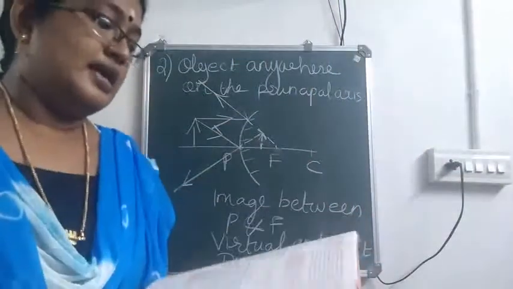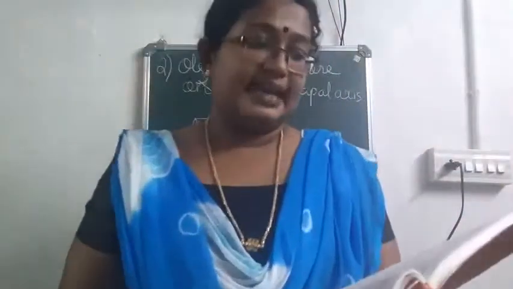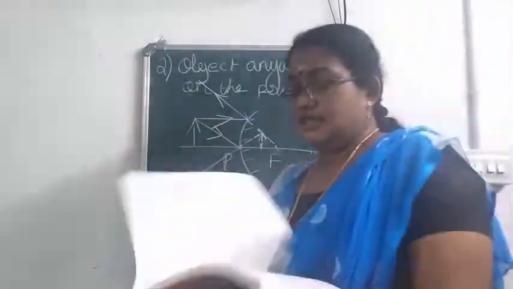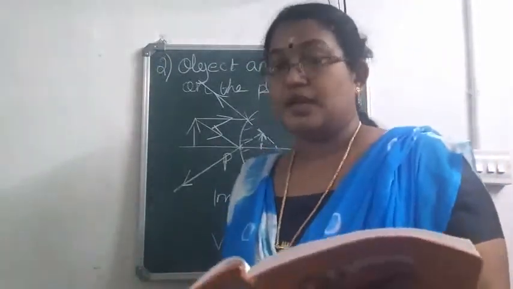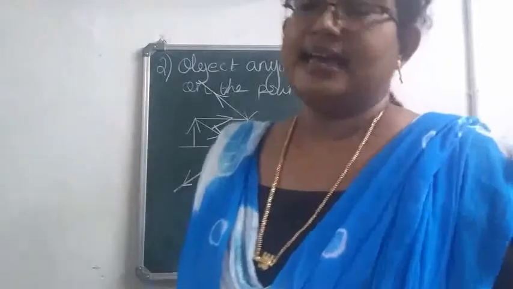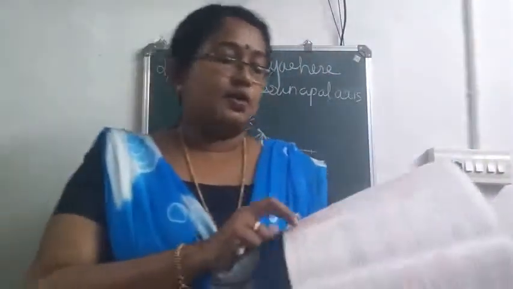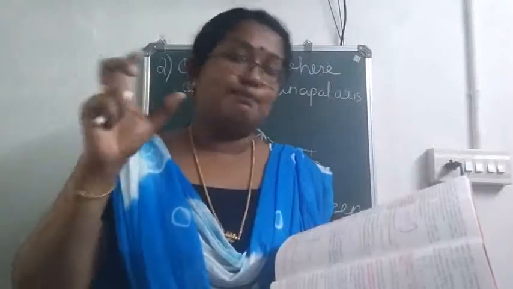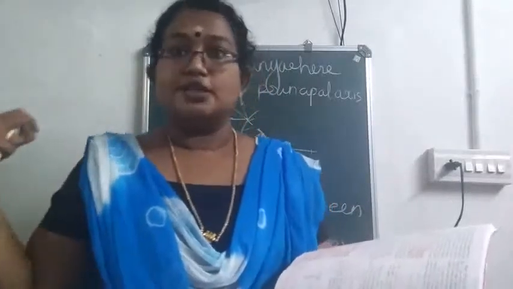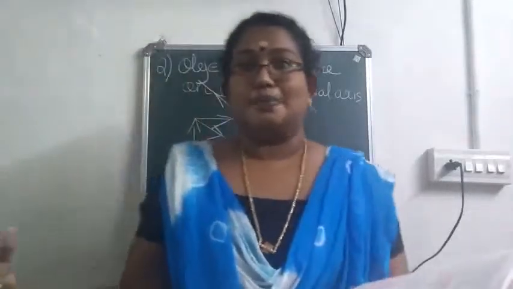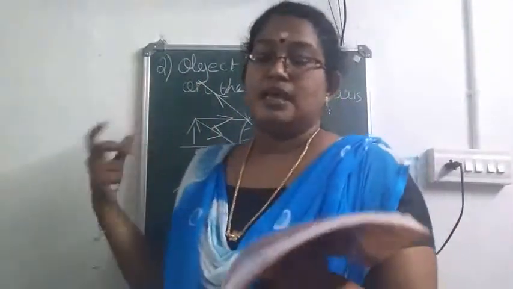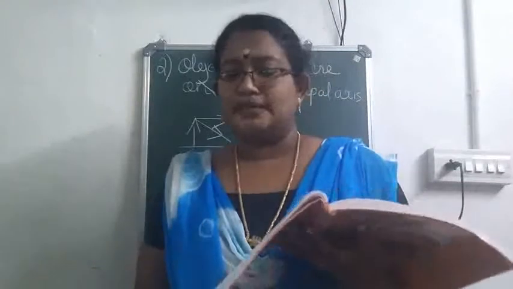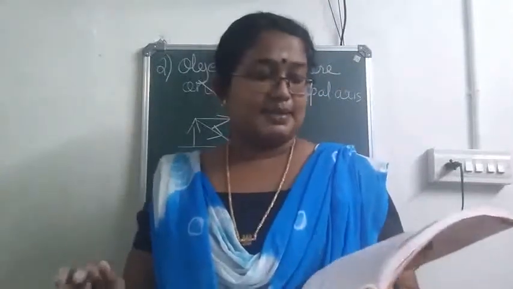Now, with this we completed the ray diagrams. You can just take page number 164 in your textbook. Here also, you can see the box in which the two ray diagrams are explained. So you should know those two ray diagrams. Now, from the next part onwards, it is removed from the syllabus.